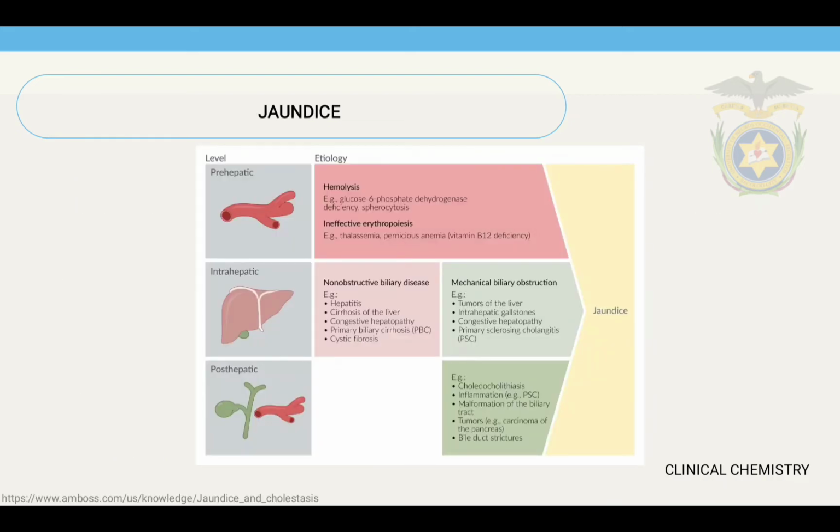So jaundice can either be prehepatic, intrahepatic, or posthepatic. For prehepatic, the most common cause is going to be hemolysis, for example, in cases of G6PD deficiency, as well as ineffective erythropoiesis. For intrahepatic, it involves mainly the liver, so you have hepatitis, cirrhosis, and primary biliary cirrhosis, while posthepatic is mainly going to be due to obstructions, so you have cholelithiasis, inflammations, malformation of the biliary tract, and tumors.